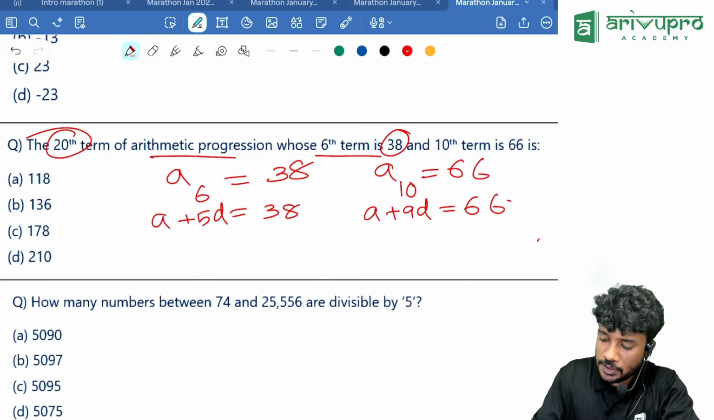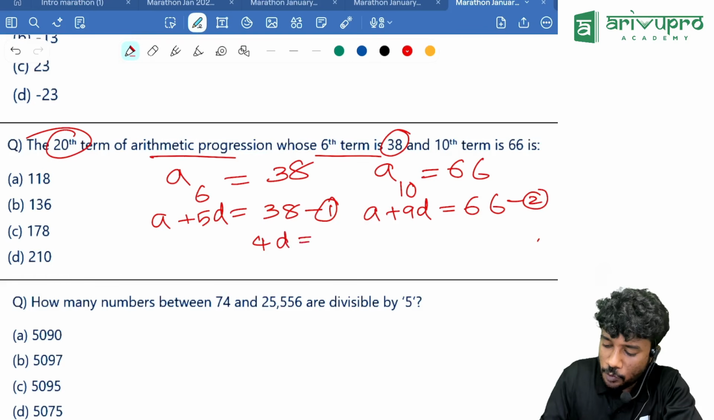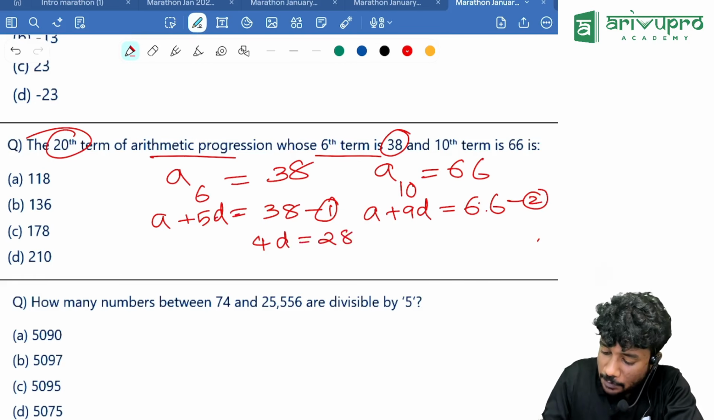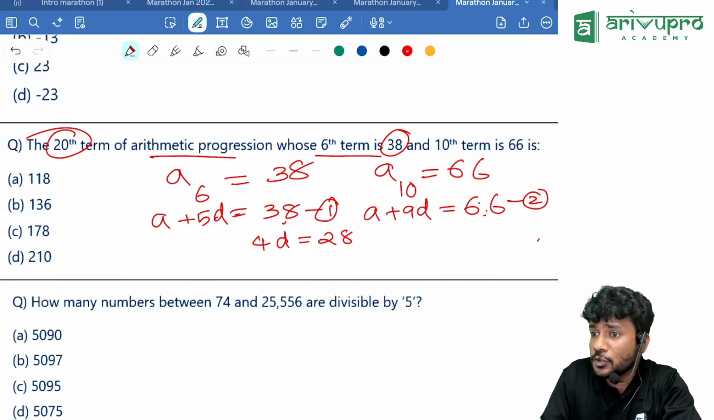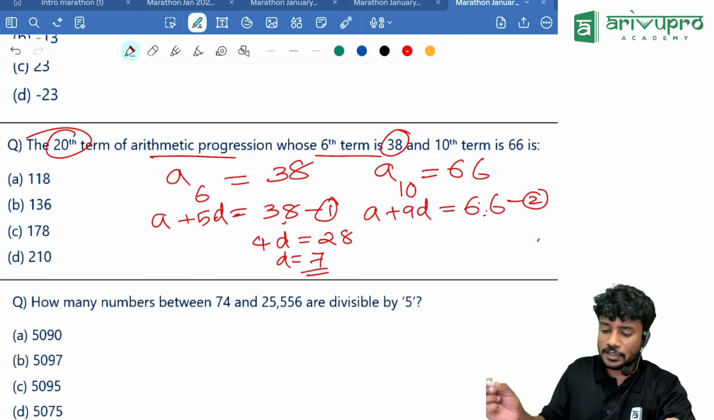So what you can do is this, let it be equation 2, let it be equation 1. 2 minus 1 is how much? 4D is equal to how much? 28, from 66 minus 38, which is 28. Then D is equal to how much? 7. You have D is equal to 7.